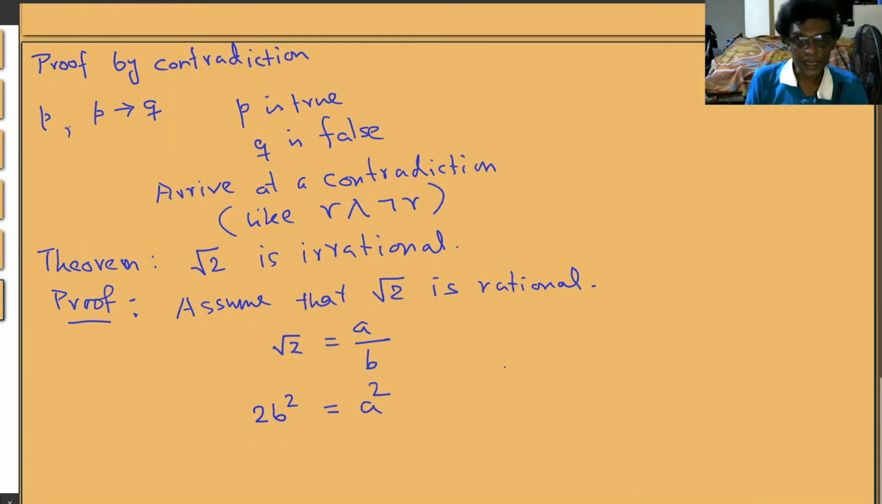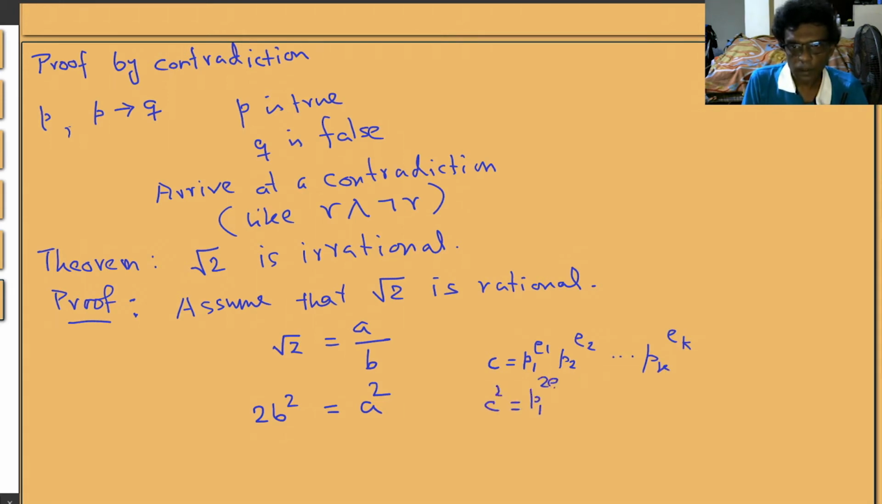Now, if I consider any number squared, the total number of prime divisors must be even, right? Because if I had something like c equal to p1 power e1, p2 power e2 and so on, pk power ek, c square will be the same thing with the exponents doubled. So the total number of prime divisors for c square is 2e1 plus 2e2 plus ... up to 2ek, which is an even number.